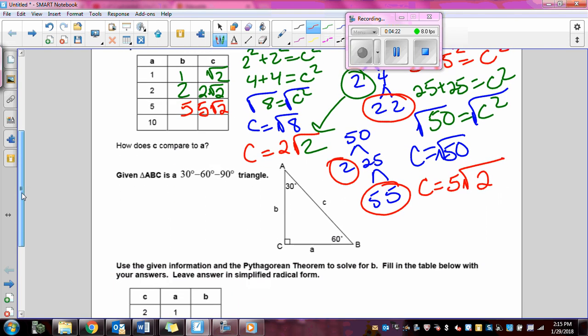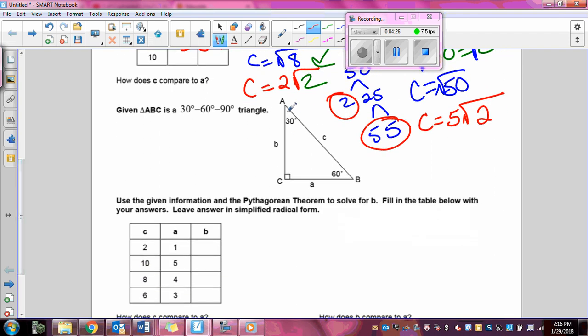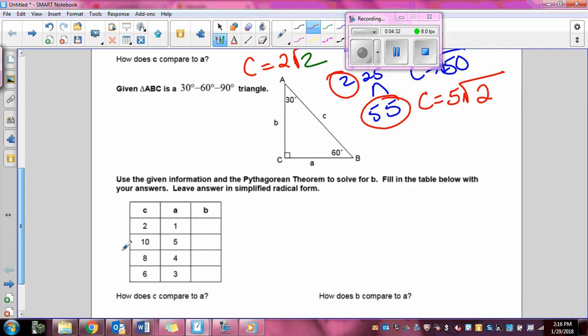Our next triangle is going to be a little bit different. Our ratio is going to be different. We have 30, 60, 90 degree triangles. This is a very important triangle also. And this one, they give us 2 of my side lengths. They give us our C, which is our hypotenuse, and they give us an A, which is one of the smaller sides, right? If you see that 30 is the smallest angle, the opposite side is my smallest side. So in this case, A is actually our smallest side.